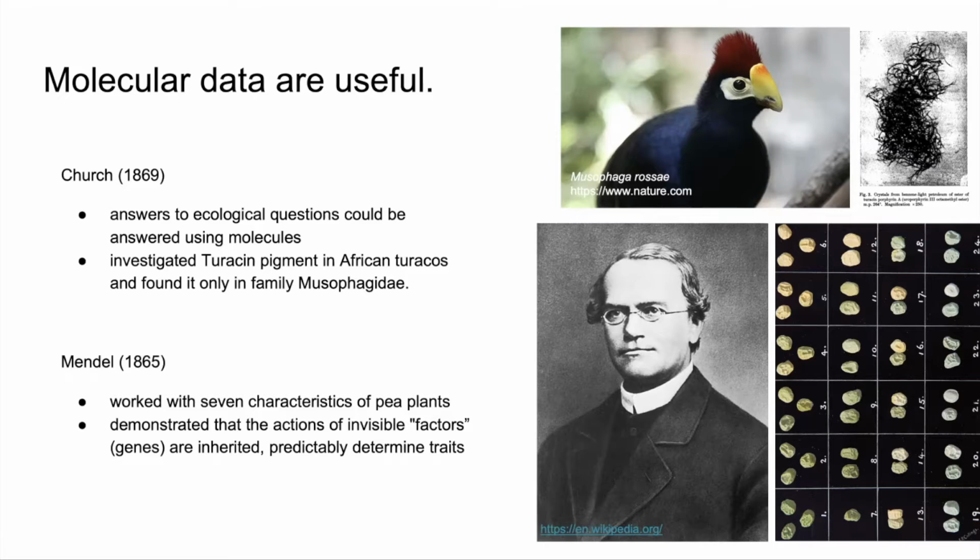And then we all probably know about Gregor Mendel around the same time, who was working with 7 characteristics of peas and crossing them to demonstrate that there were actions of invisible factors that affected how traits were passed down from generation to generation. And so they weren't looking at molecules necessarily, but they were beginning to develop that understanding that molecular characteristics are useful, even if they weren't using those terms.